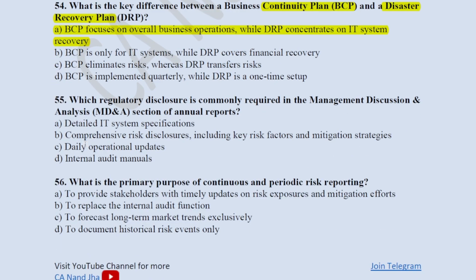Which regulatory disclosure is commonly required in the management discussion and analysis section of an annual report? Detailed IT system specifications. No. Comprehensive risk disclosure, including key risk factors and mitigation strategies. Yes. Daily operational updates. No. Internal audit manuals. No. So the answer should be B.